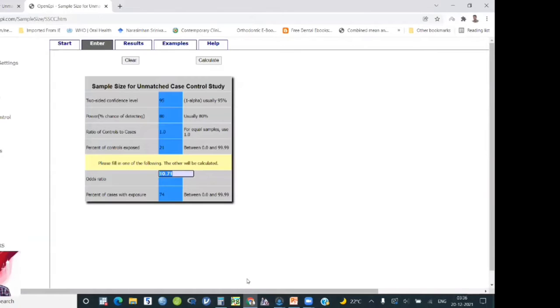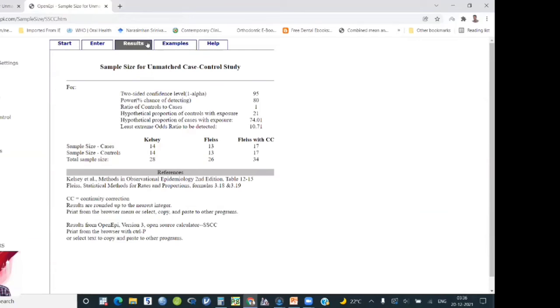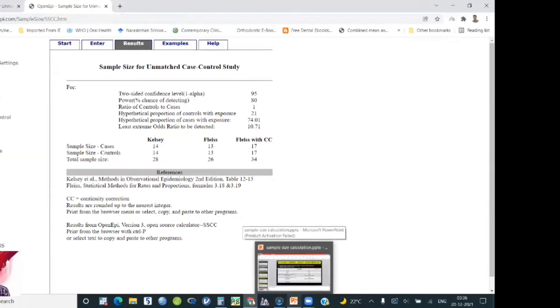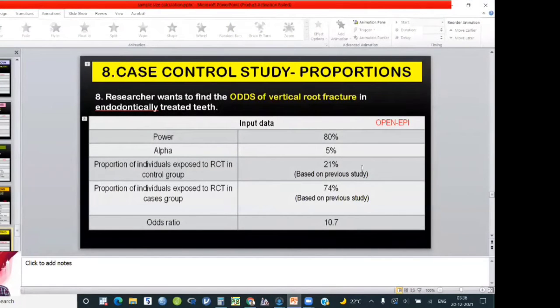And the odds ratio is 10.7. See, the odds ratio has been given here. Okay. It's not necessary that we have to give the odds ratio, as I mentioned. Any two proportions or one odds ratio and one proportion is sufficient. Let us go for the results. We need at least 14 cases and 14 controls to prove the odds of 10.7 to be statistically significant. This is the way we have to calculate the sample size for a case control study.